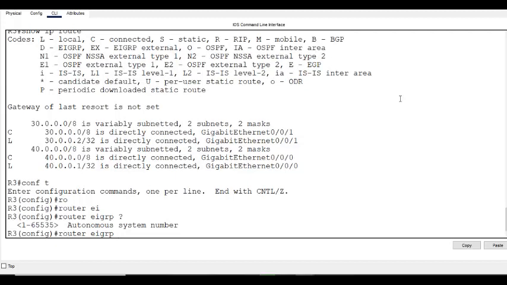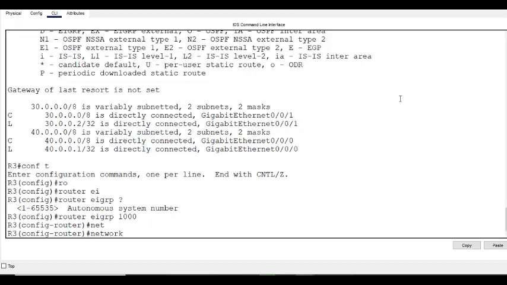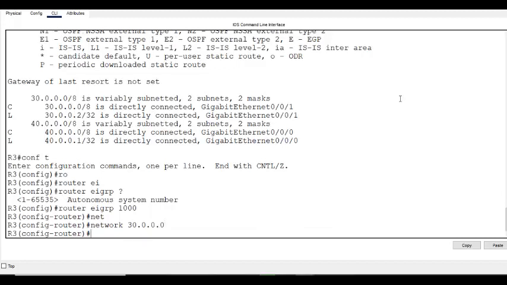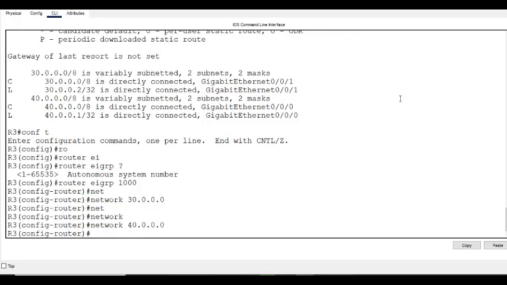What does this mean? It means that EIGRP should run on those interfaces where an IP address starting with 30 and 40 is configured. So as a result, EIGRP is right now running on G0/1 because 30 is on that interface, and G0/0 because 40 is on that interface. Because I said wherever 40 is on that interface, you need to run EIGRP.